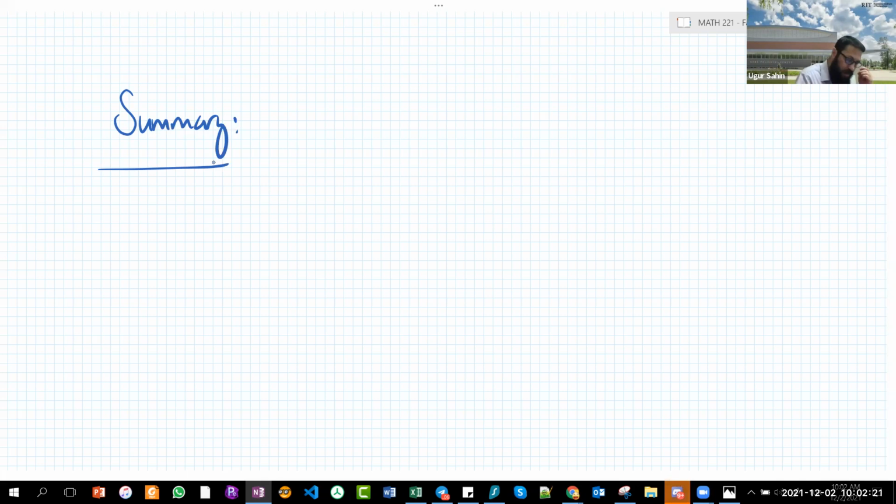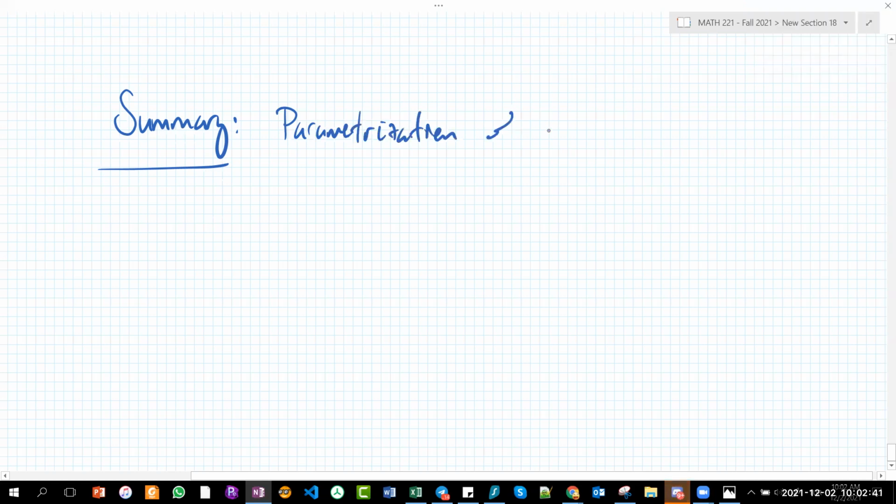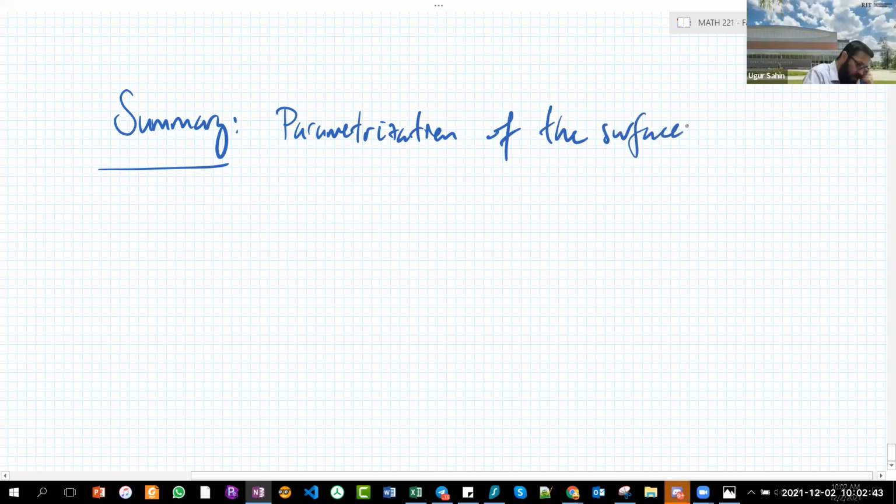Okay, let's remember what we did on Tuesday. We said we are going to need a couple of concepts to be defined for the surface integrals. The first one was the parameterization of the surfaces. So we gave the parameterization of the surfaces by a vector function, which is this way, right?